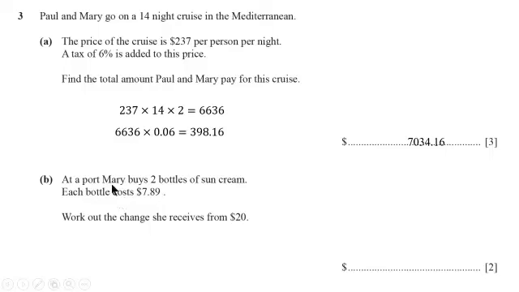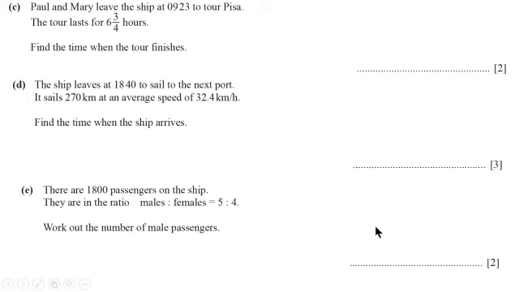B. At a port, Mary buys 2 bottles of sun cream. Each bottle costs $7.89. Work out the change she receives from $20. It's very easy, just 20 minus double this amount. 2 times 7.89, the answer will be 4.22.